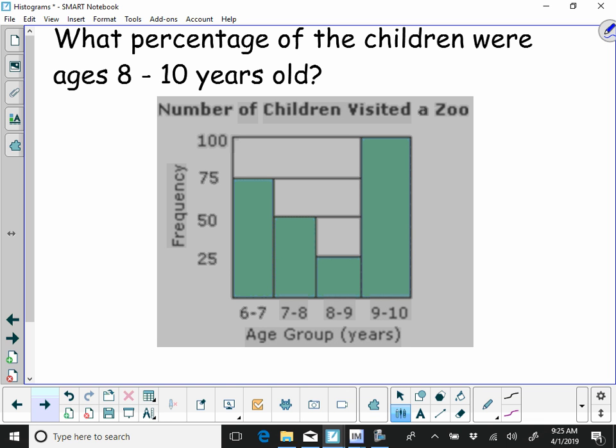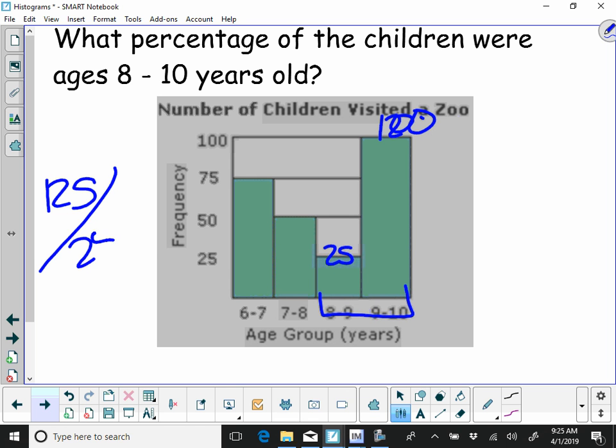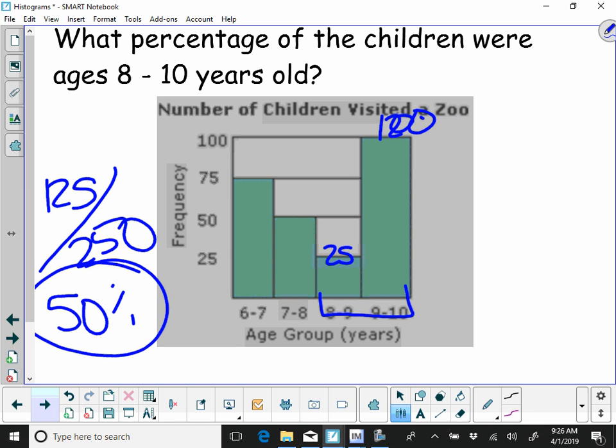Yeah. Okay? What percentage of the children were ages 8 to 10 years old? 8 to 10 starts here and goes to here. So that is 125, right? 100 plus 25 is 125 out of how many? What's 125 plus 75? 200. What's 200 plus 50? So what is 125 out of 250? 50%. Good job. You don't even need to use a calculator.